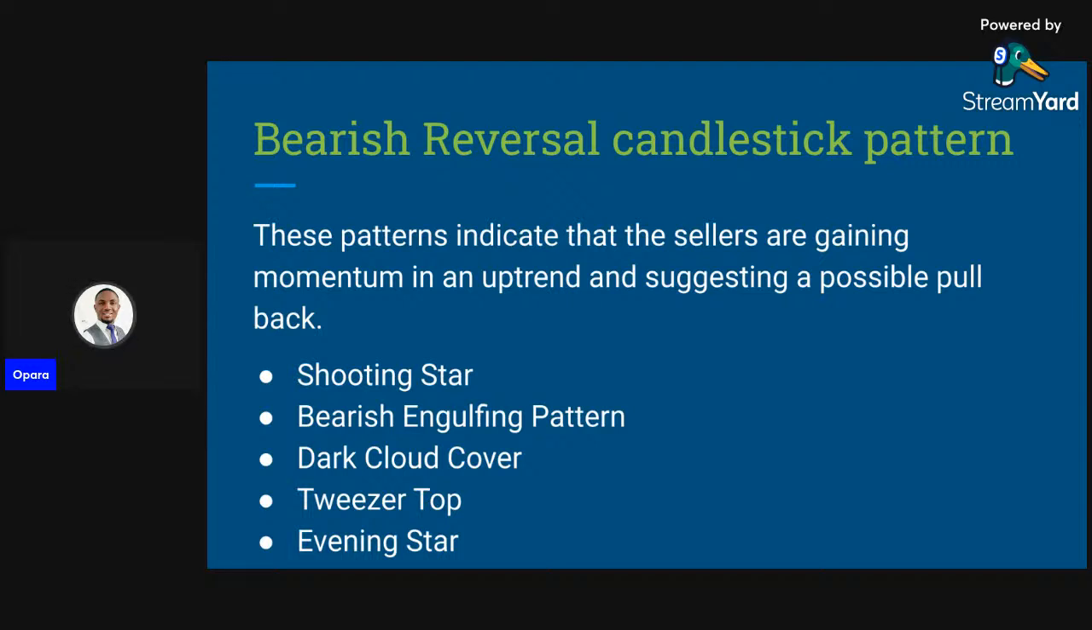That's what they call it, the bearish reversal. The uptrend, the bullish trend is about to change, about to reverse into a bearish movement. So that's the function of this bearish reversal candlestick pattern. And of course, look at the way I wrote it here. These patterns indicate that the sellers are gaining momentum in an uptrend, suggesting a possible pullback. Like I said, it's a bearish reversal.